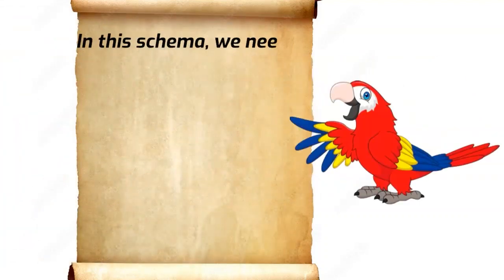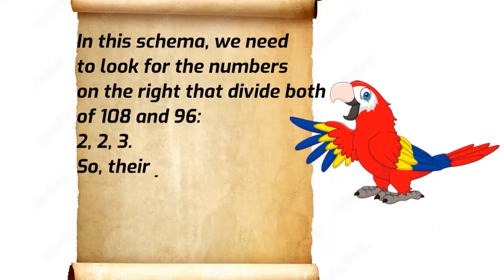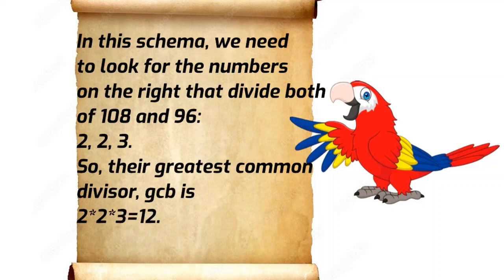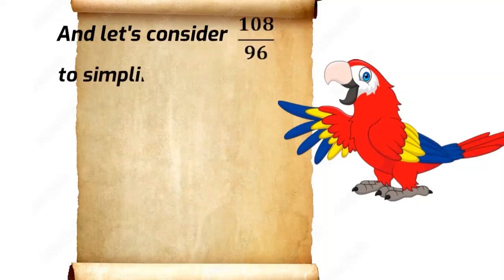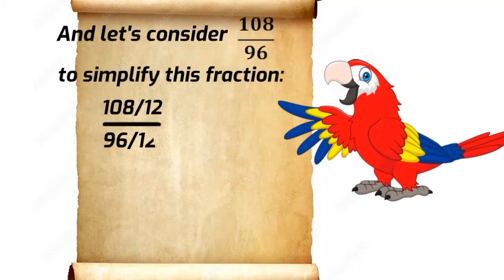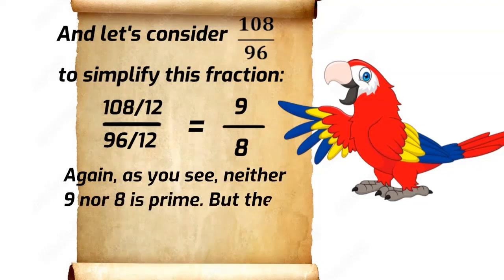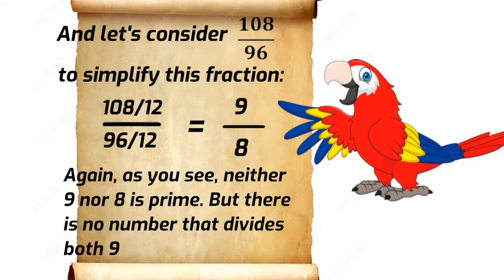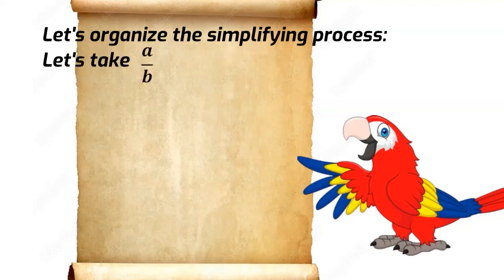In this schema, we need to look for the numbers on the right that divide both 108 and 96: 2, 2, 3. So, their greatest common divisor, GCD, is 12. And let's consider 108/96. To simplify this fraction, we need to divide both its numerator and denominator by 12, and we get 9/8. Again, as you see, neither 9 nor 8 is prime. But there is no number that divides both 9 and 8 except 1. They are called coprime. Let's organize the simplifying process. Let's take A over B.